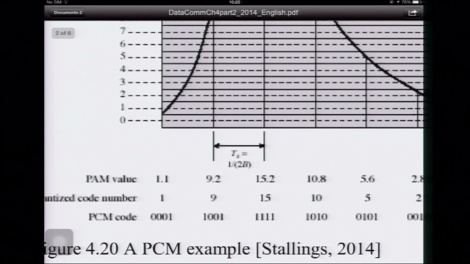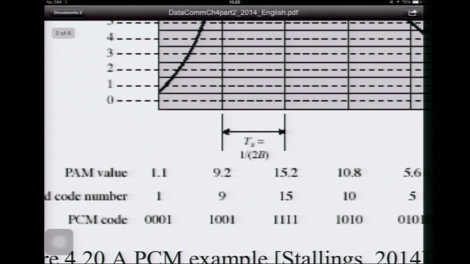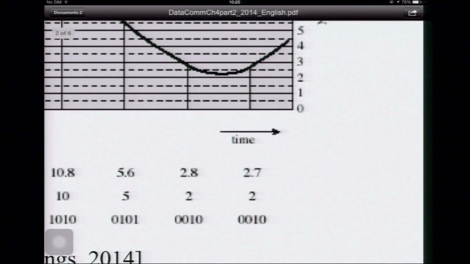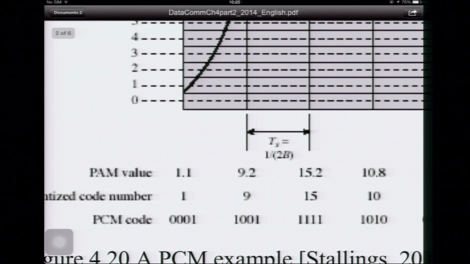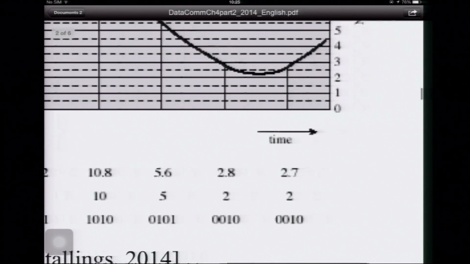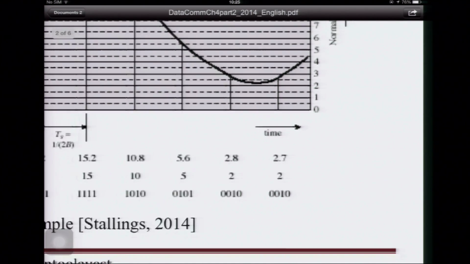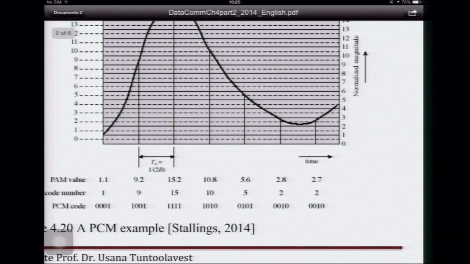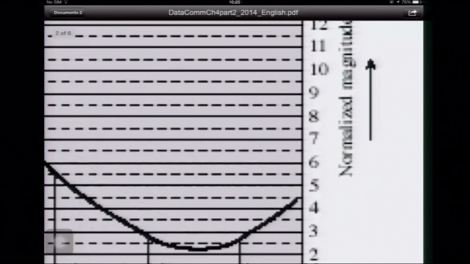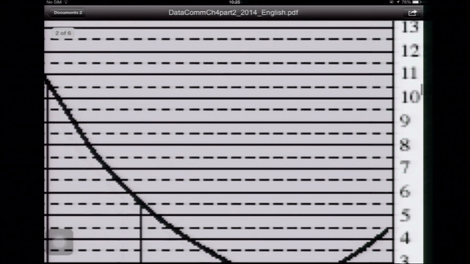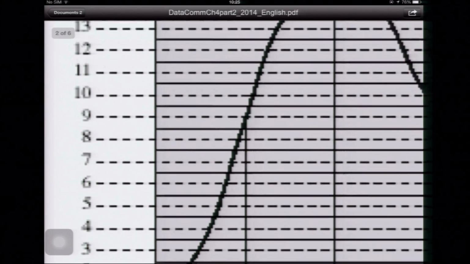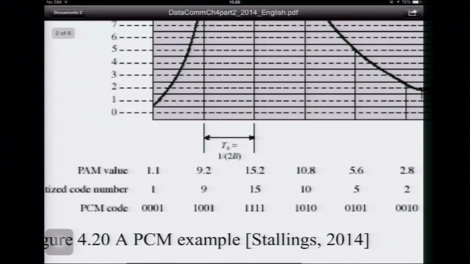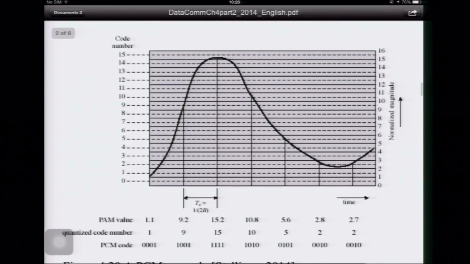The PAM value, if you read this, the first is 1.1. This is the value on the right. So the first point that you sample is 1.1, the magnitude here. It's a little bit more than 1. The second one is 9.2, if you can see. This is 9, so the second one is about 9.2 here. The third one has a PAM value of 15.2. This one we read from the magnitude on the right-hand side, so you will get this number.